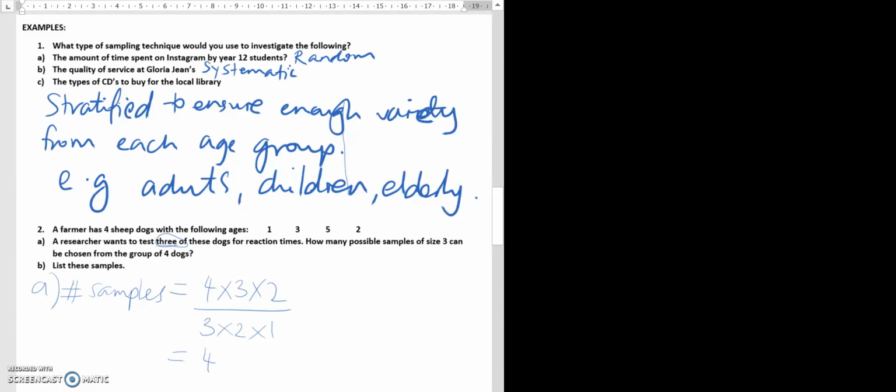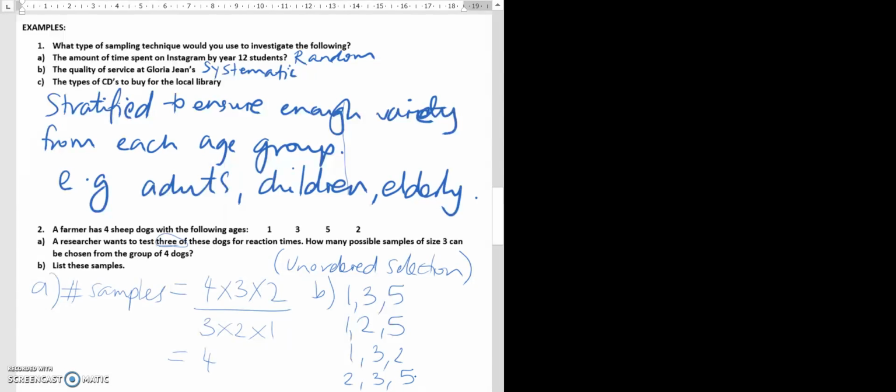And basically from there, we're thinking about what are they, okay? We call this unordered selection because the order doesn't matter. So that's a term you'll need to be familiar with. So the 4 samples for B, you could have 1, 3, 5; 1, 2, 5; 1, 3, 2; and 2, 3, 5. Okay, without any repeats.